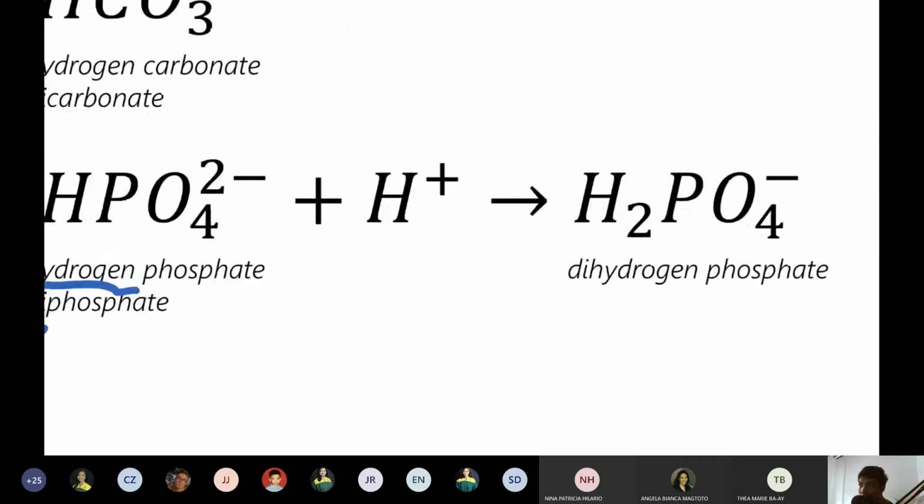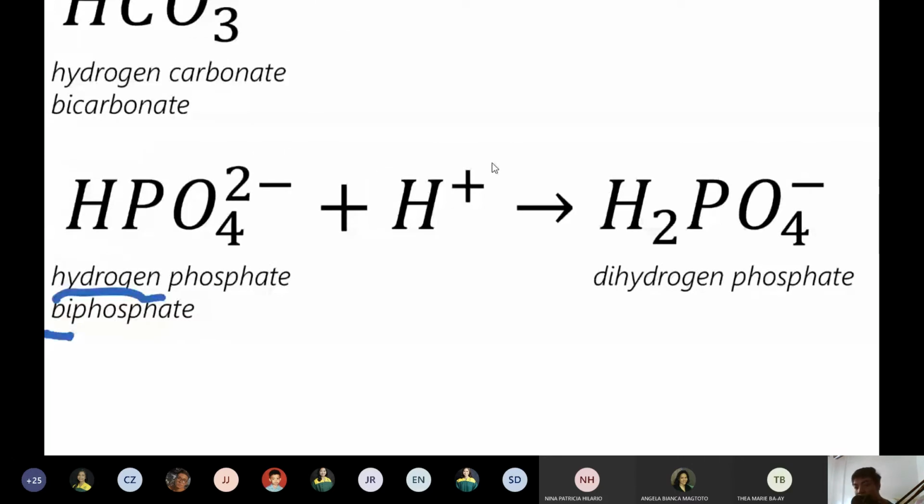So, this is -2. This is +1. -2 plus 1, negative. Ibig sabihin, anion uli ito. So, our rule can be used. Okay. Since dalawa na yung hydrogen na nalagay natin, this is the second hydrogen. Dalawa na yung hydrogens na nadagdag natin.